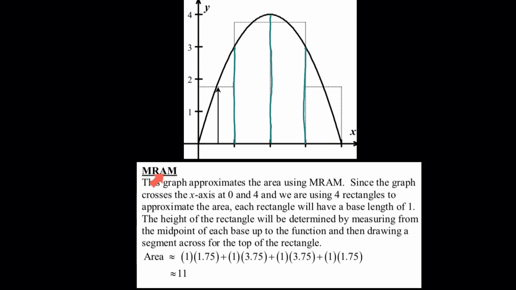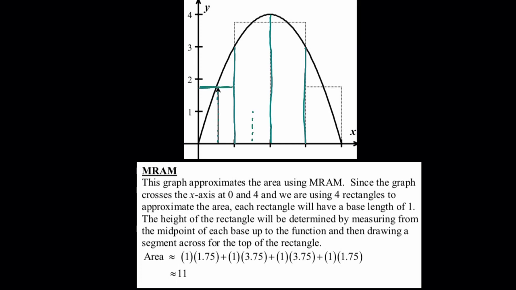Now with an MRAM, the way you do this is you look at this first rectangular section, and this represents the base of that rectangle. You're going to find the midpoint here, and you're going to come straight up until you hit the function. Where you hit the function, that determines where the top of your rectangle is going to be located. All right, so that means we're going to come straight up here. This becomes the top of our rectangle.